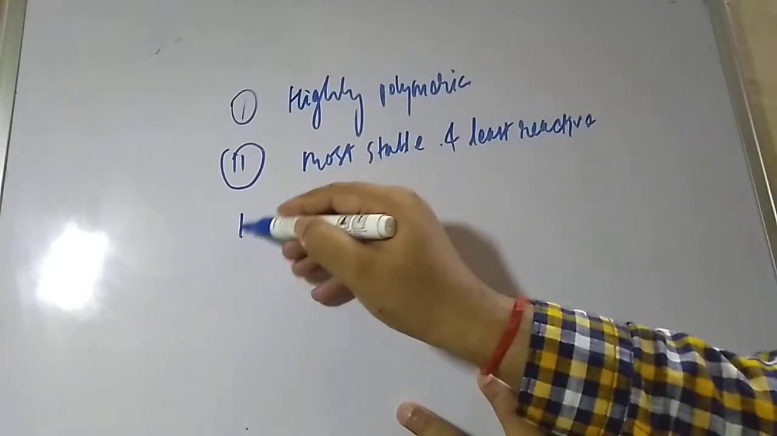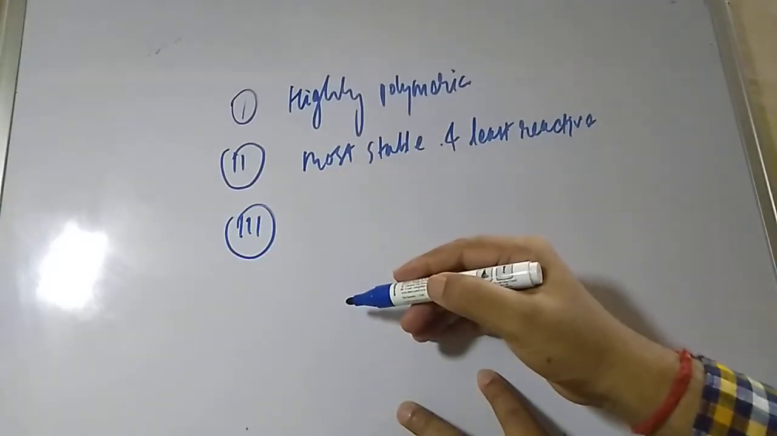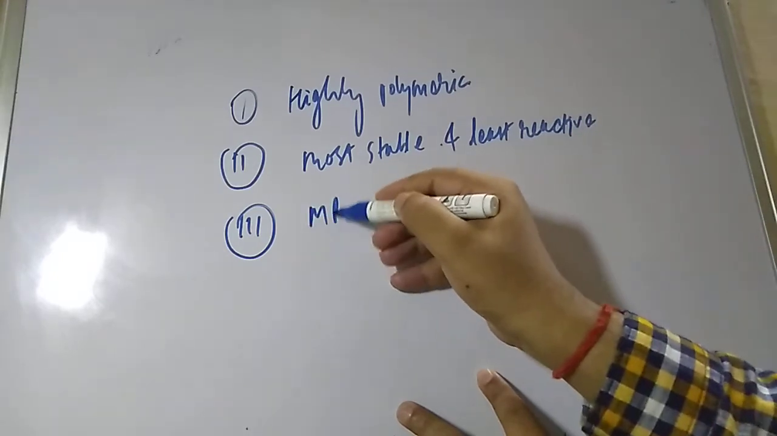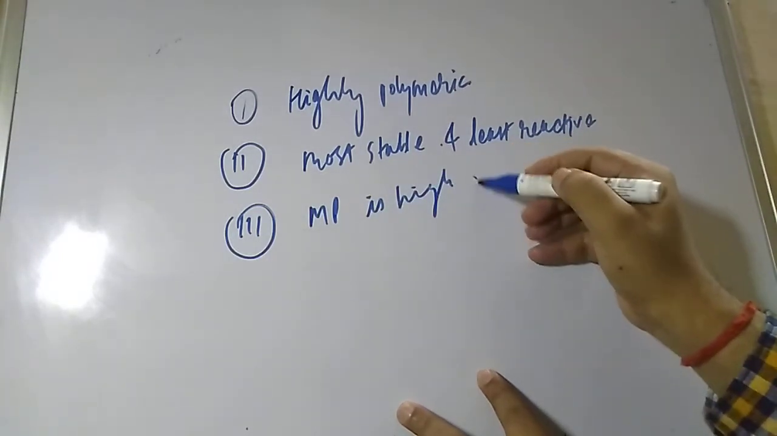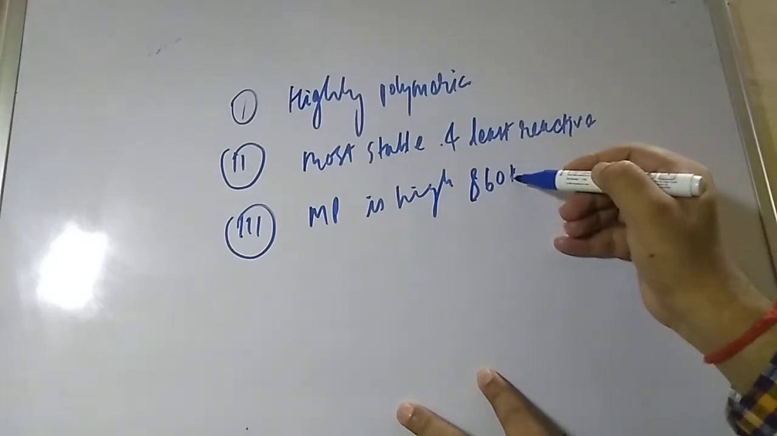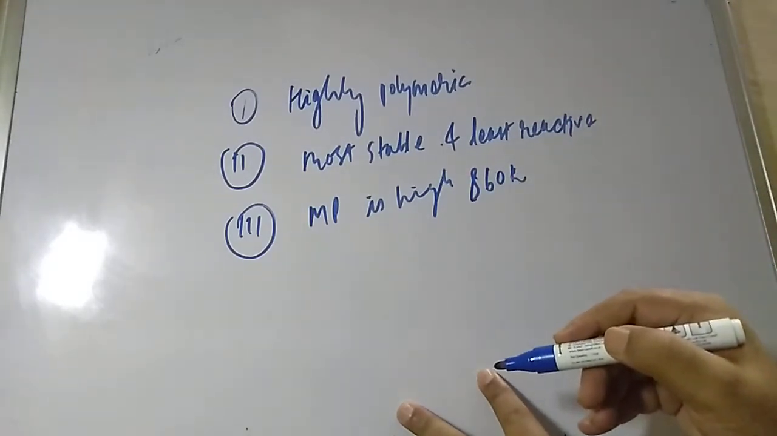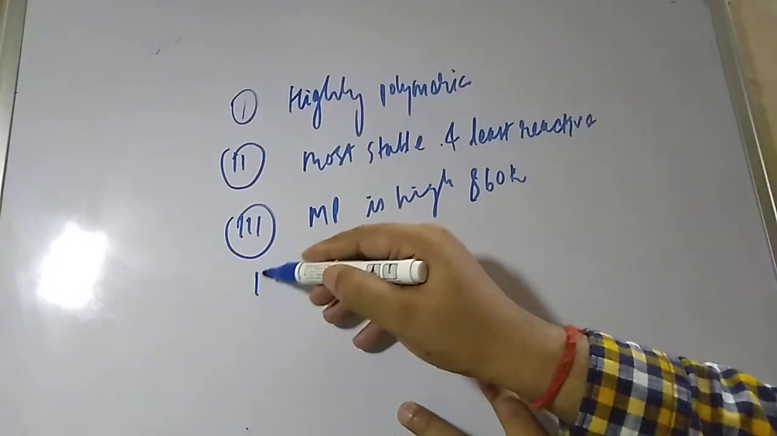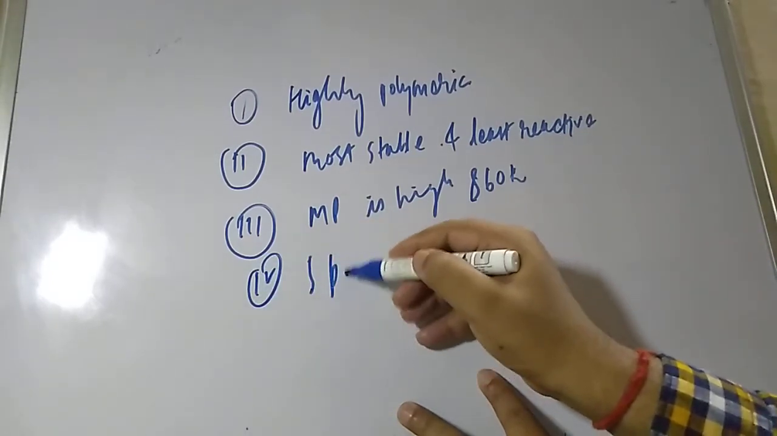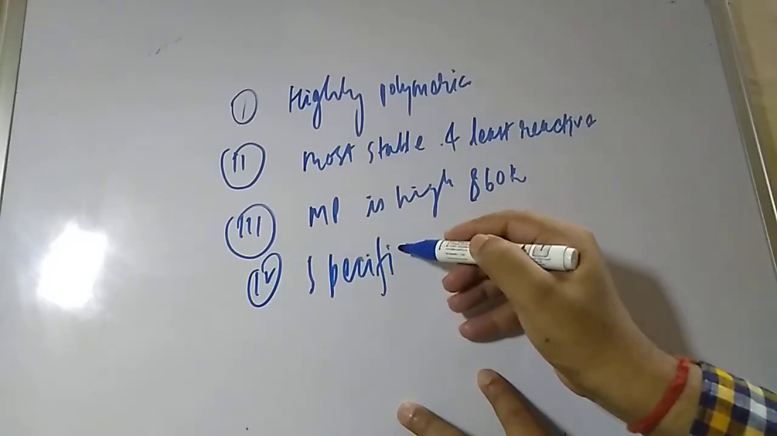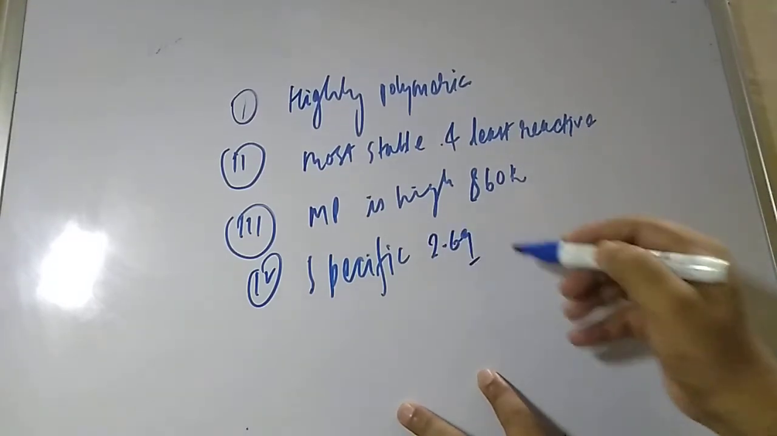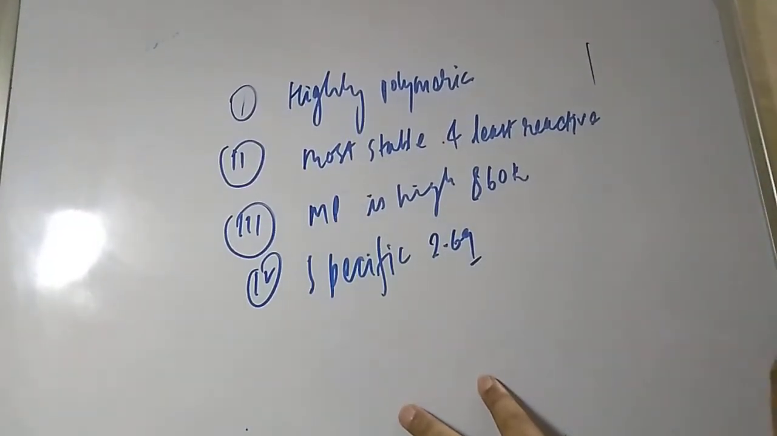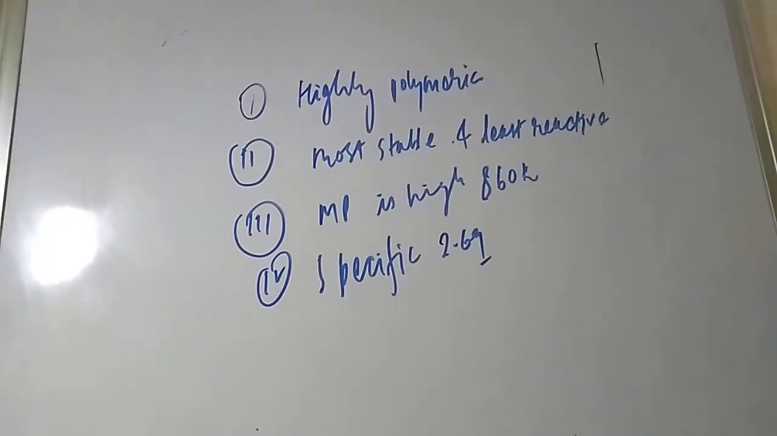What other properties? Third, the melting point is high, about 60 Kelvin. Next is the specific density. Specific density means density relative to water, which is 2.69. The specific density of water is 1, so it is 2.69, meaning this many times more than water.